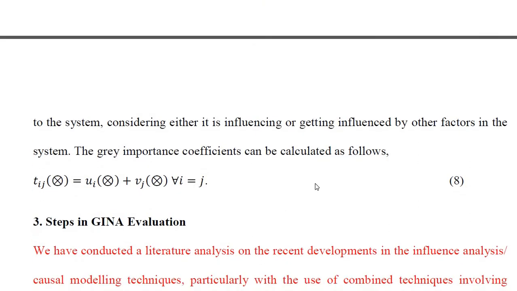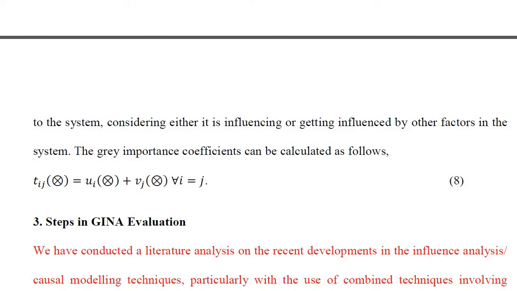Now we can calculate another one called the gray important coefficient. How much is a factor important in a system? It is the sum of both, right? How much it can influence the system or how much it is getting influenced by the system. That represents whether the factor is important or not in the system. Either it is influencing or it is getting influenced, so the factor is having a role in the system. How much the factor is associated with the system, that we call the gray important coefficient, Tij. The gray number can be calculated simply by adding the gray numbers Ui and Vj.